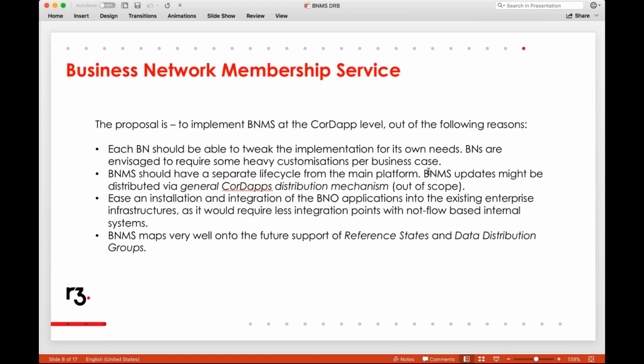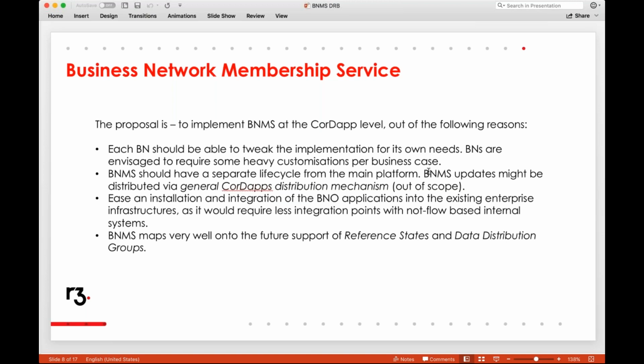Thanks, Dave. So let's talk about the business network membership service then. The proposal is to implement the business network membership service at the Corda level, for the following reasons. The first thing is the requirements. As you fairly mentioned, requirements for each business network might massively vary from case to case. And the business networks should be able to tweak the implementation of the membership service to fit their particular needs, which they can do at the Corda level.